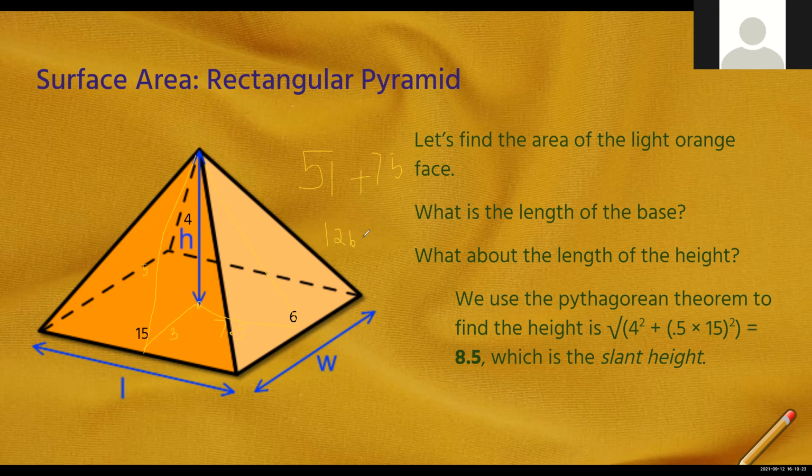Now we have to add the base to this, and we know that the base has an area of 90 because we did that earlier. So 126 plus 90 is equal to 216, making our answer 216.